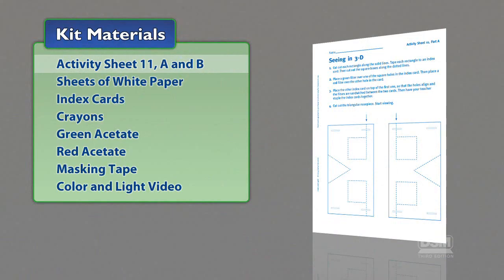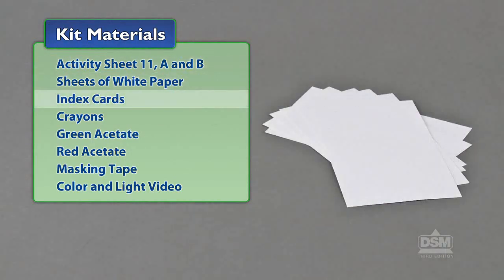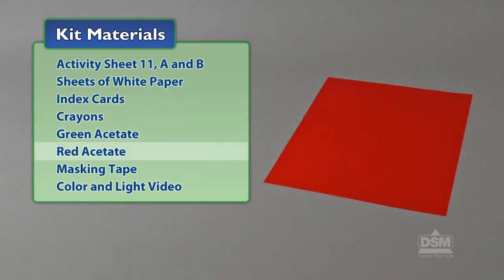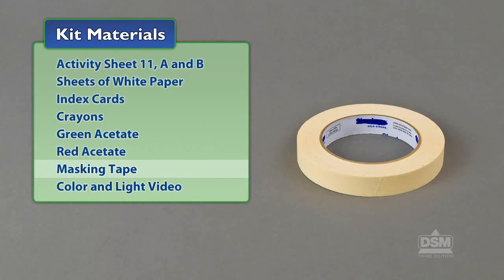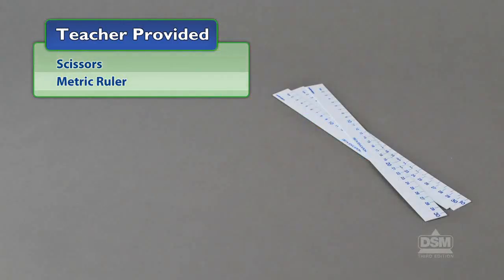You will need the following materials from the kit: Activity Sheet 11, Parts A and B, sheets of white paper, index cards, crayons, green acetate, red acetate, masking tape, and the Color and Light video. You will also need to provide scissors and metric rulers.